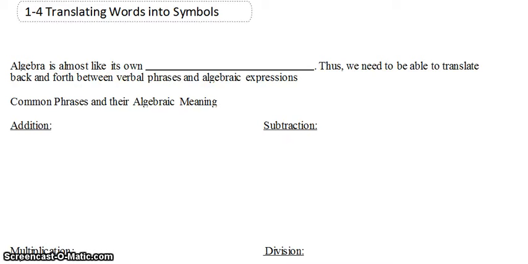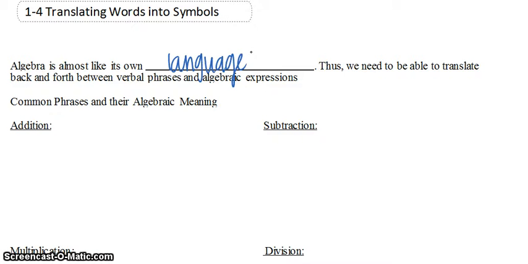Alright, so we're doing 1-4, translating words into symbols. This is very important when you have word problems, to be able to go from all those words to what it would mean algebraically, with numbers and operations like addition, subtraction, multiplication, division, and so on. Algebra is almost like its own language. Thus, we need to be able to translate back and forth between verbal phrases, so words, and algebraic expressions, which are what we've been writing, combining numbers and operation signs.